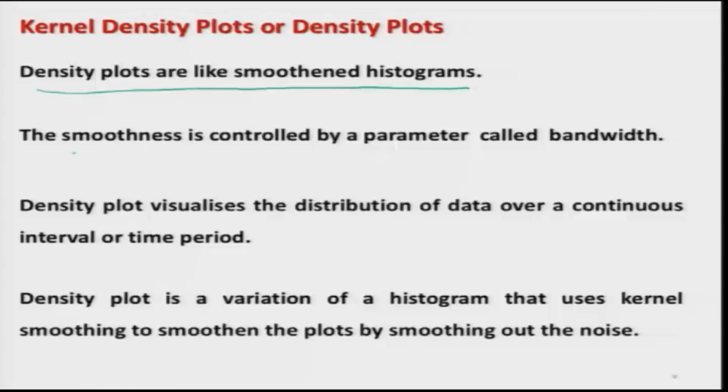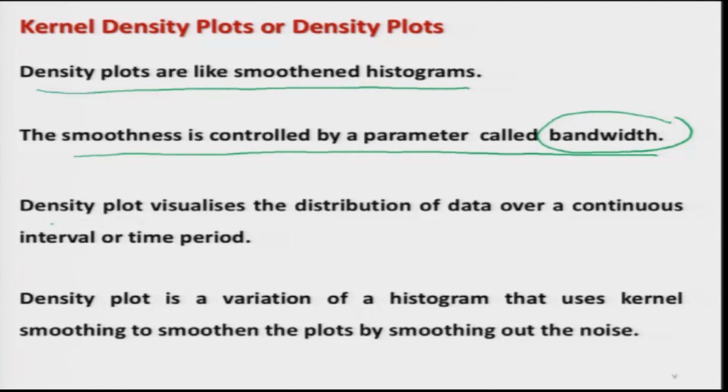Now this smoothness depends on the number of bars. If you have a large number of bars, the curve is going to be smoother, and as the number of bars becomes larger and larger and tends to infinity, this curve will become a perfectly smooth curve. This is the basic idea. So, in order to plot it, this smoothness is controlled by a parameter which is called bandwidth.